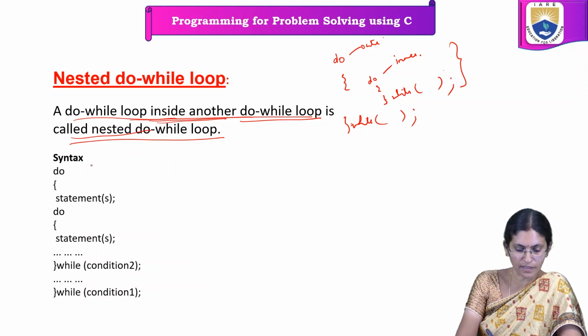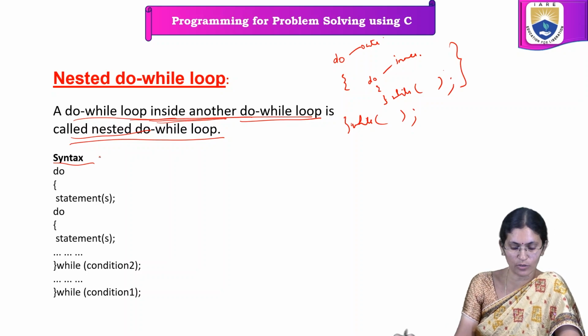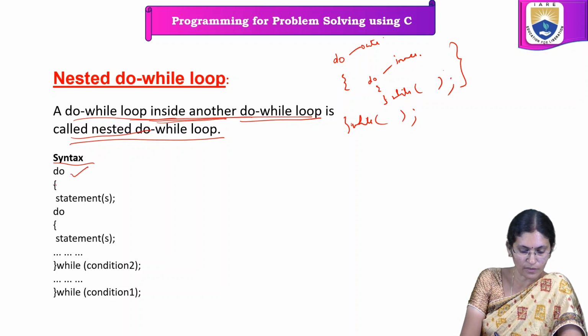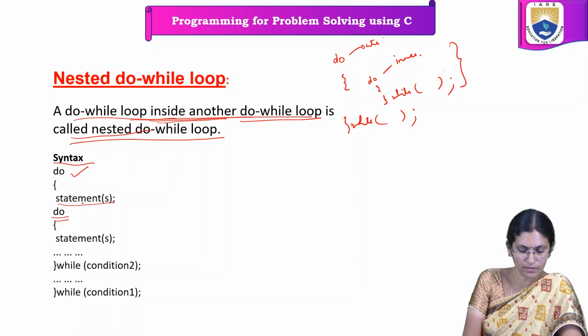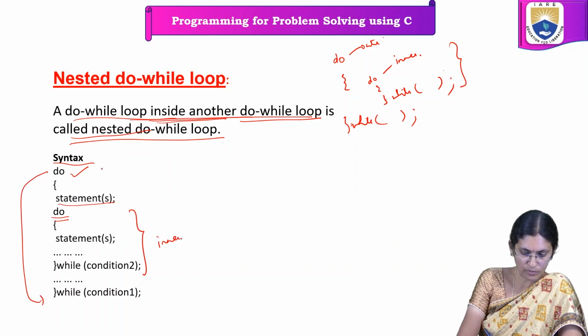So see the syntax here. This is the syntax for nested do while loop. First do, after that the statements which are to be executed, and then again this is the inner do while loop, and this one is the outer do while loop.